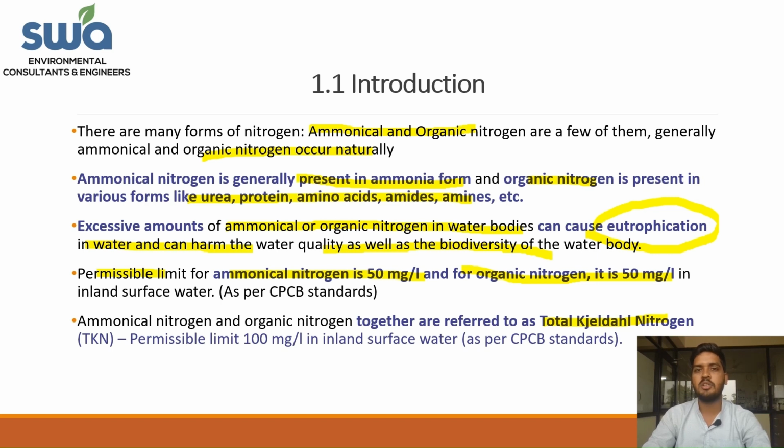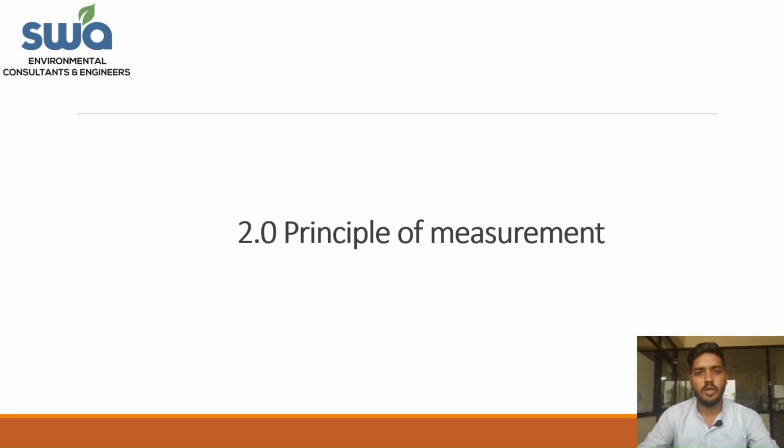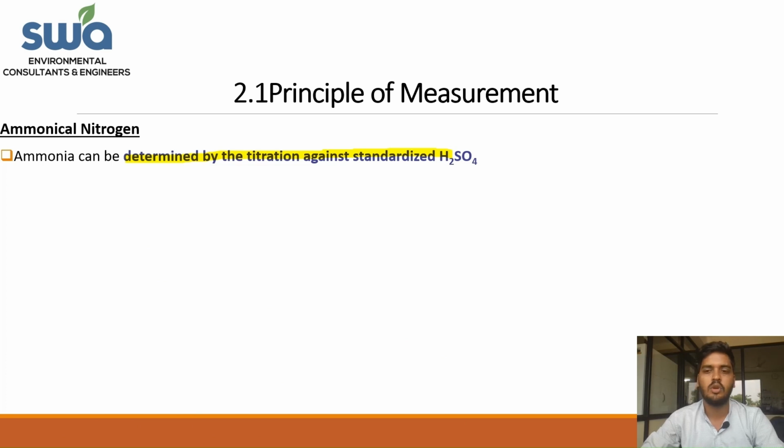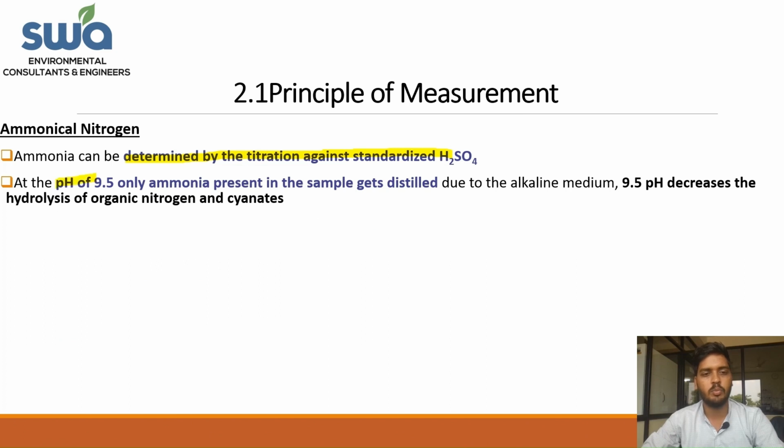Now let's understand the principle of measurement for the process. We will understand the principle of measuring ammonical nitrogen as well as organic nitrogen by the Kjeldahl distillation method. It starts with the ammonical nitrogen. Basically, ammonical nitrogen can be determined by titration against standardized H2SO4. For titrating this ammonical nitrogen, we have to distill it first. So we have to make the pH 9.5 with the help of NaOH and fix the pH with the help of buffer solution. At pH 9.5, the ammonia present in the sample will get distilled due to the alkaline medium that we have provided.